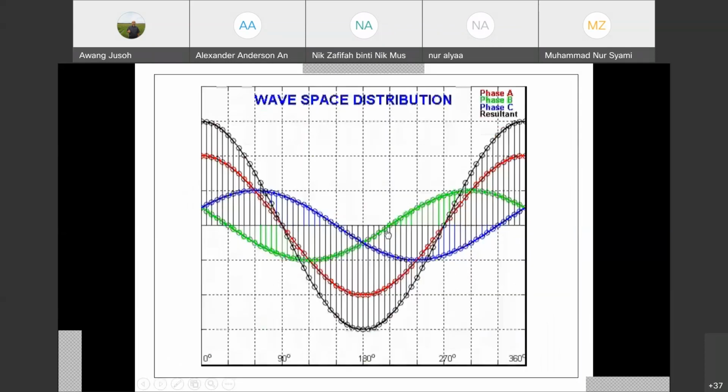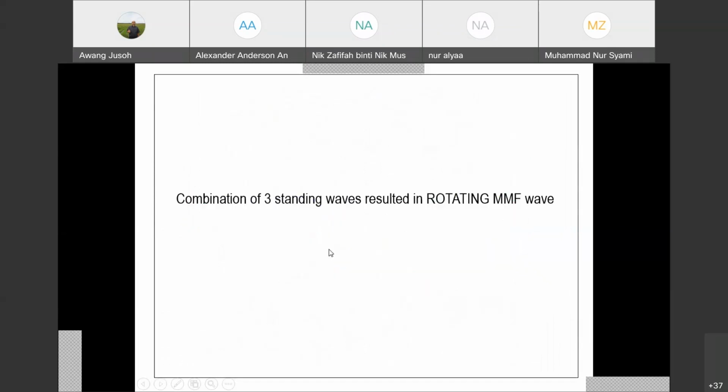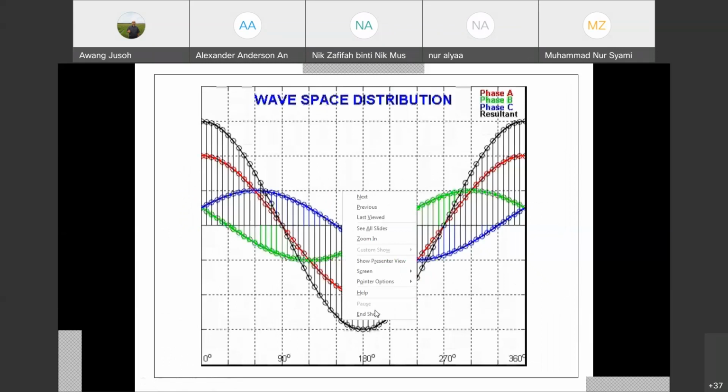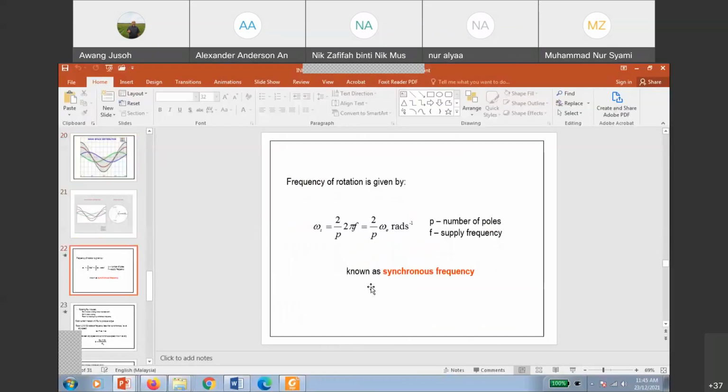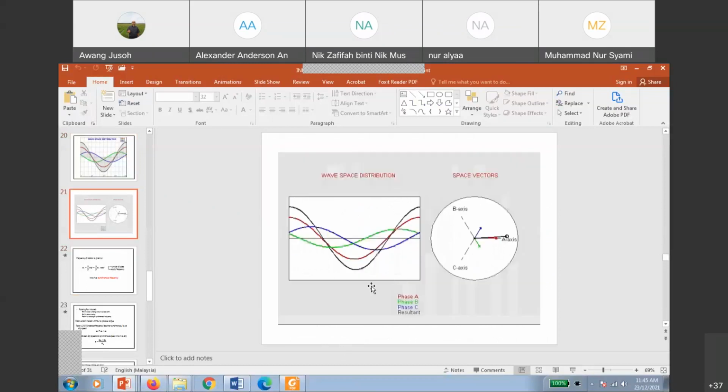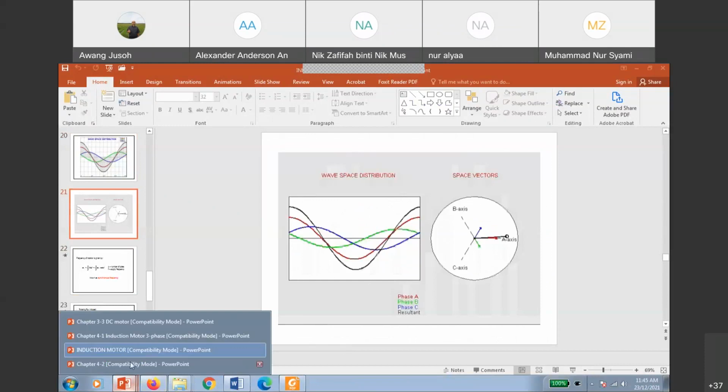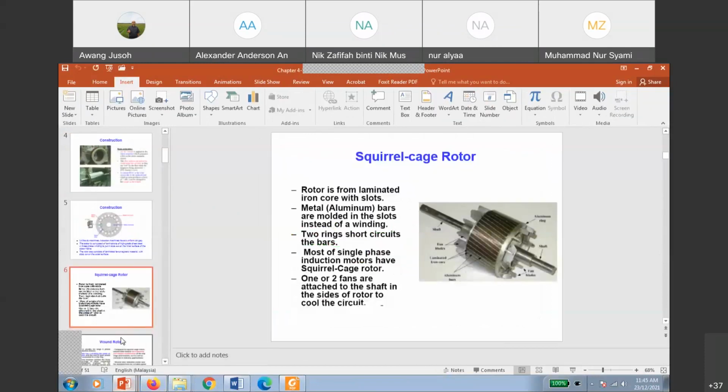Hopefully we have some idea here of the relationship between current and flux produced, or MMF produced. I'm going back to the slide from just now. We just stop here first. I want to explain the rotating magnetic flux.